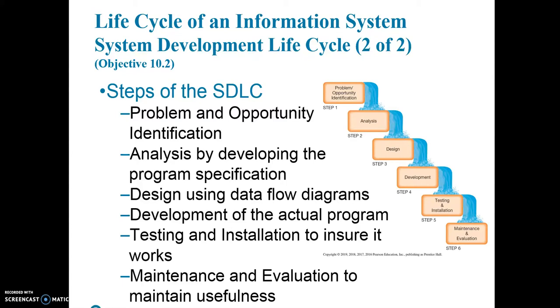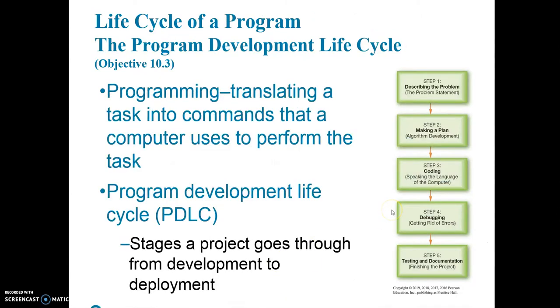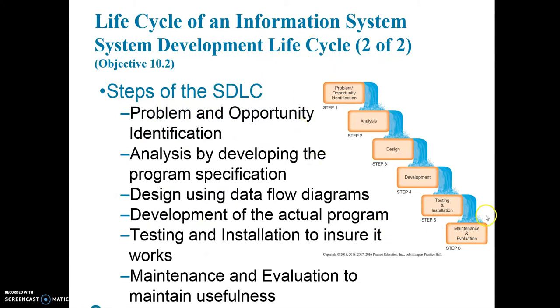There are 6 steps in a system development life cycle model. Here's the model right here. Let's talk a little bit about these steps. First of all, corporations form a development committee in order to evaluate proposals. What is the problem, and how are we going to do something about it? Analysts explore the problem, develop a program specification, define user requirements, and then recommend a plan of action.